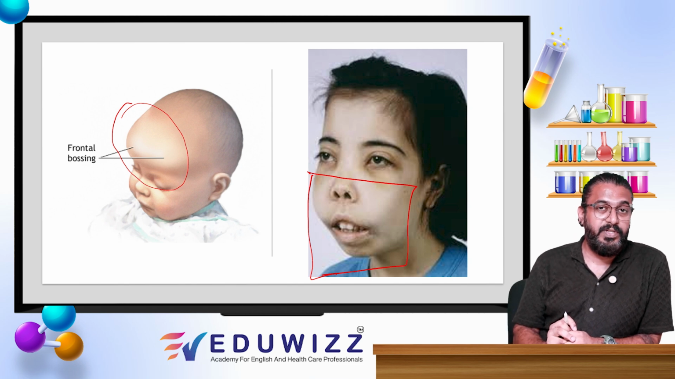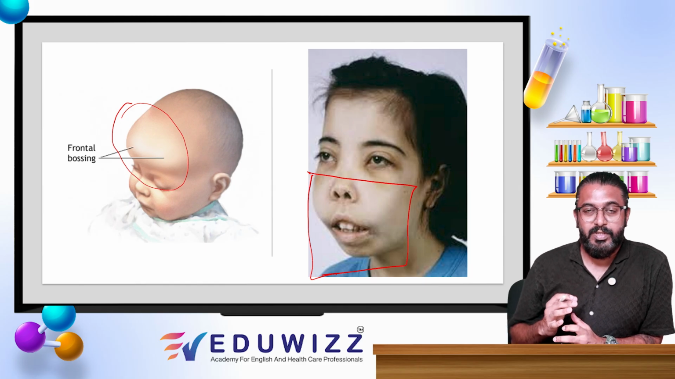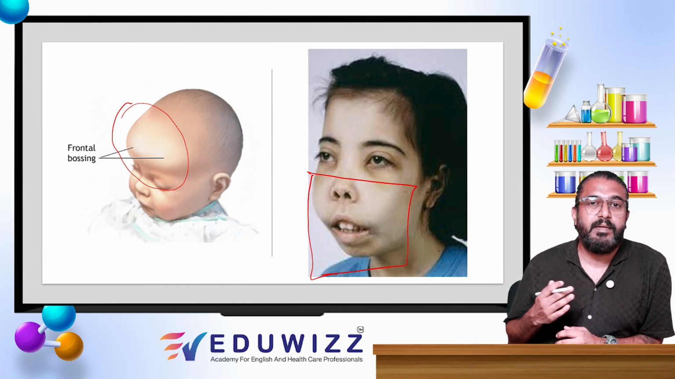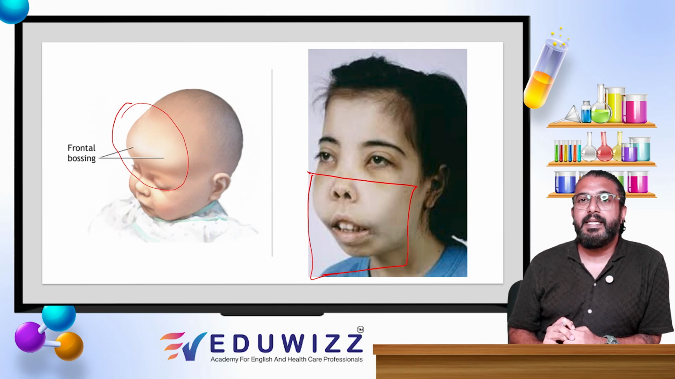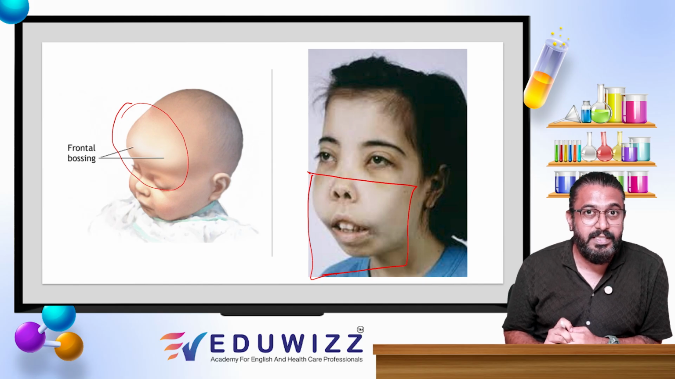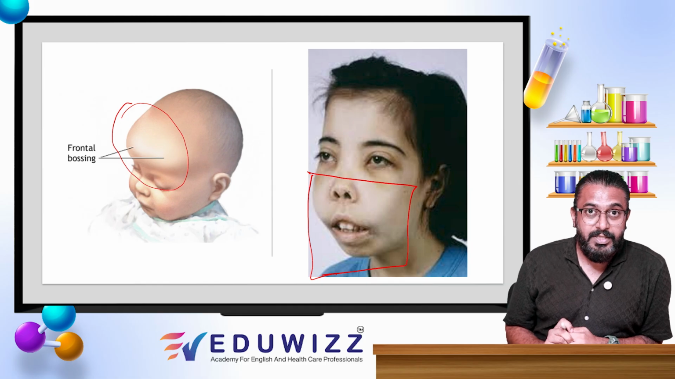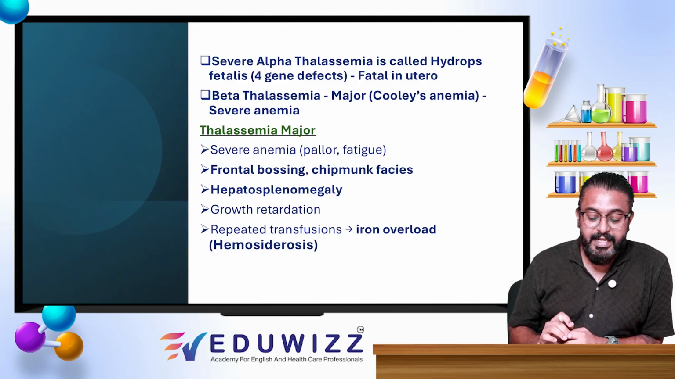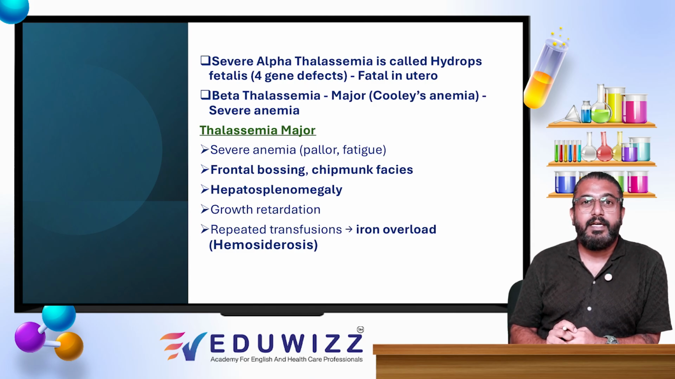Another feature, which can be called a complication, and one of the important ones, is splenomegaly. It is severe enlargement of the spleen, because more RBCs are destroyed, and it might lead to rupture. Splenomegaly might require surgery in some cases, and infection might be at risk. That's why splenomegaly is important. Another feature is growth retardation.